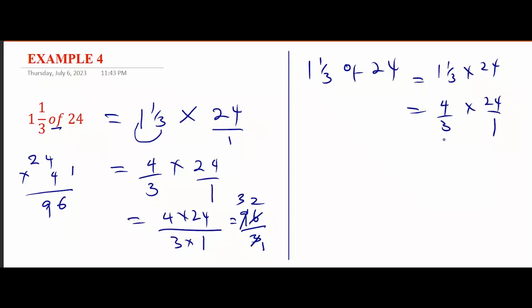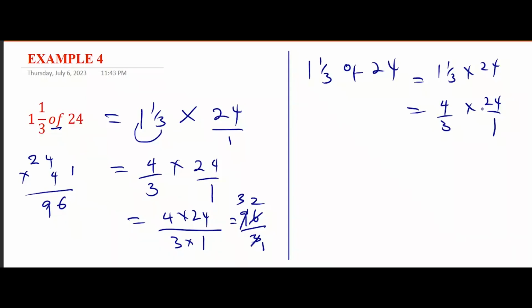So you check this fraction. Can you reduce 4 out of 3? No, there's nothing that can go. What about 24 and 1? Nothing. Then let's check the two diagonals. 4 and 1, nothing can go. The second diagonal, 3 and 24, yes, 3 can go, as 2 plus 4 is 6, and 6 is divisible by 3. That means 3 can go in 24.